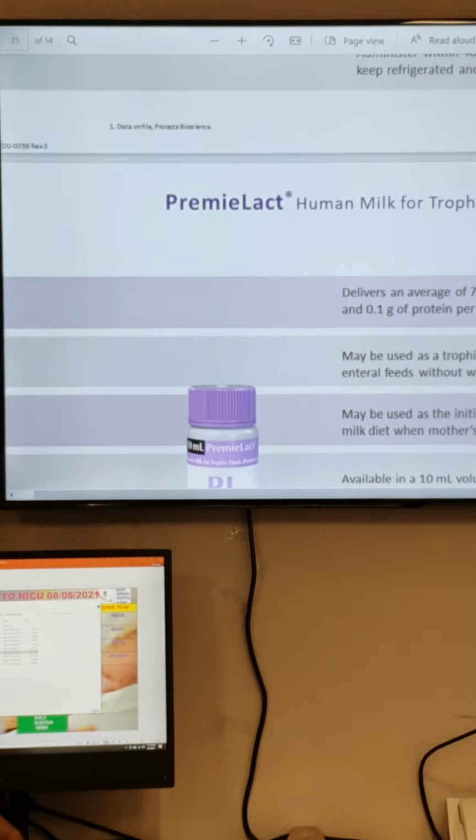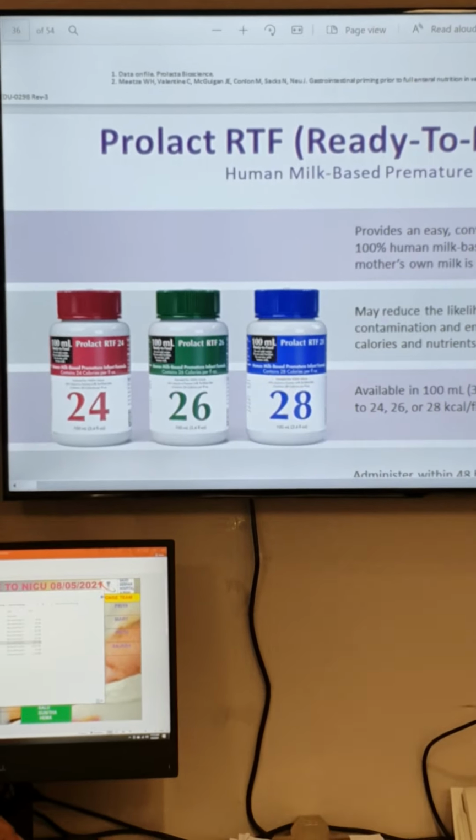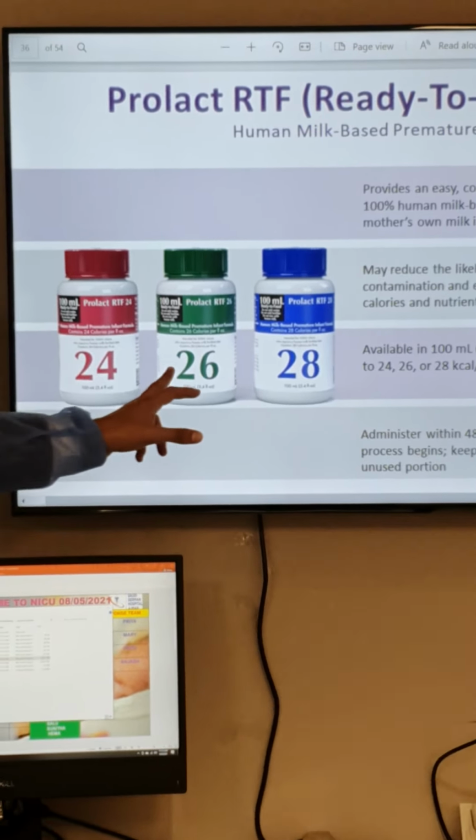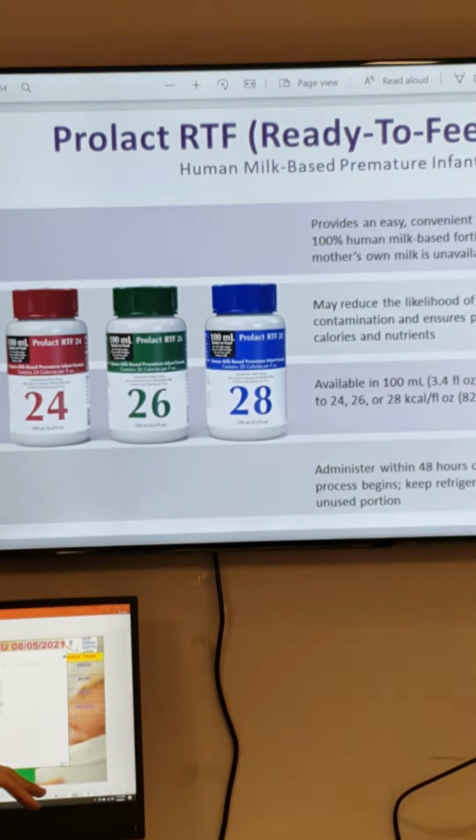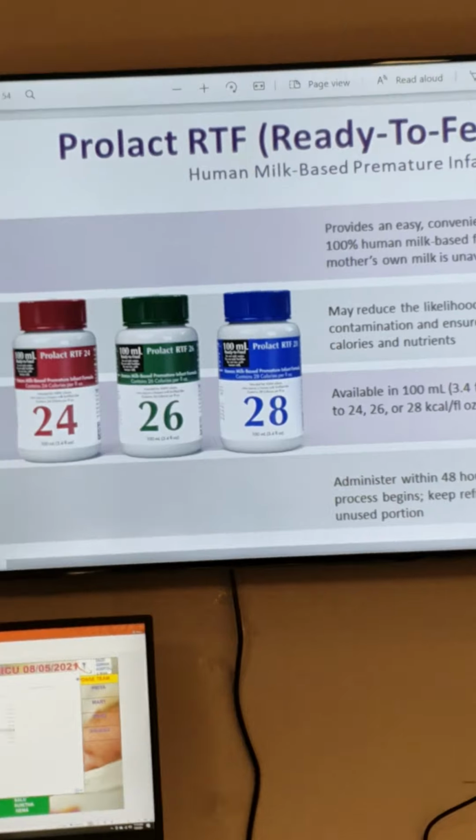And this is the RTF here in UAE. The RTF, consecutively 24, 26, 28, 82, 89, 97 kilocalories per 100 ml. And again, throwing within 40.